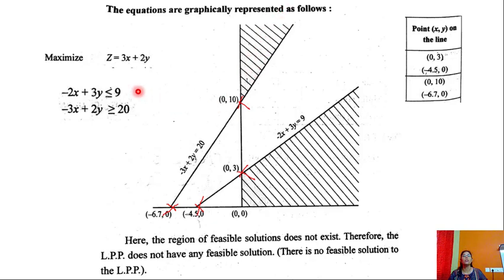Now if you see here, both the regions are different. There is no common region here. Therefore, there does not exist any feasible solution to this LPP.